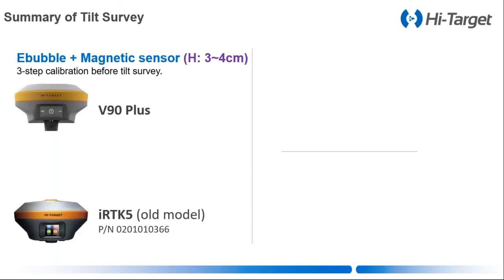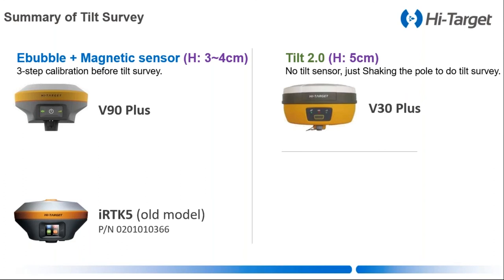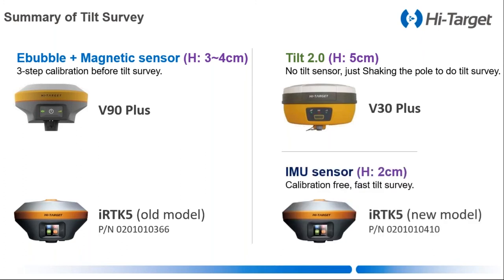So let's go back to the old tilt methods. The first generation, e-bubble plus magnetic sensor, needs three-step calibration, and the horizontal accuracy can get 3 to 4 centimeters. The second generation, tilt 2.0, needs no tilt sensor, just shaking the pole to do tilt survey, and the accuracy can get 5 centimeters. And the IMU sensor needs no calibration and is very fast. The accuracy can get 2 centimeters.